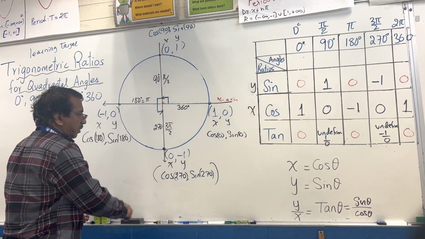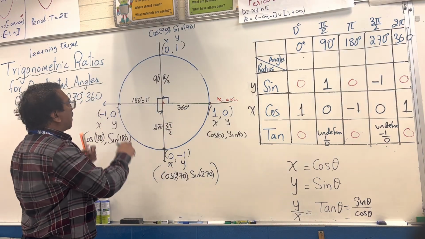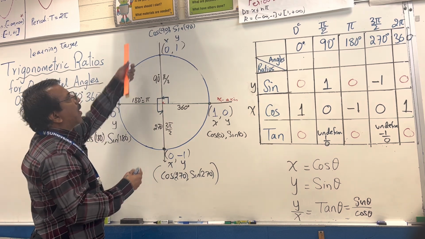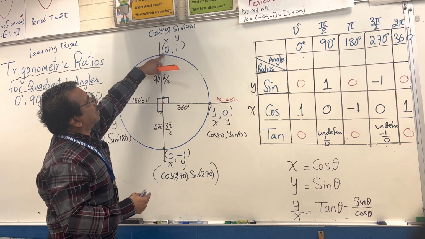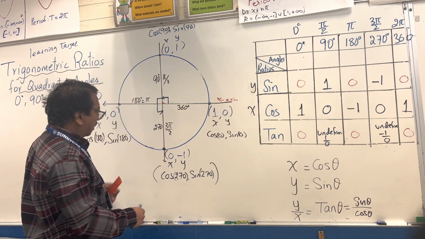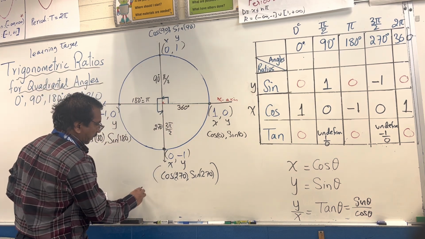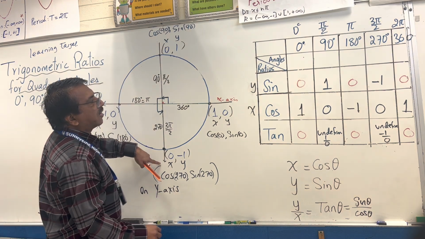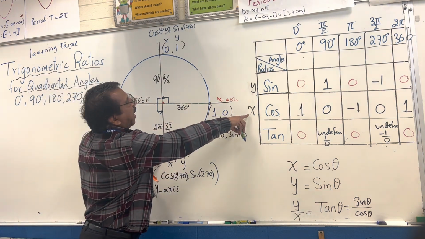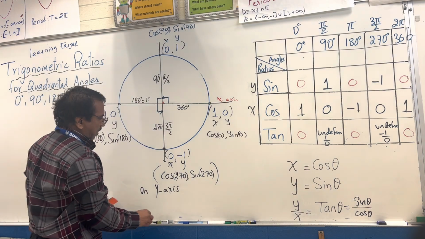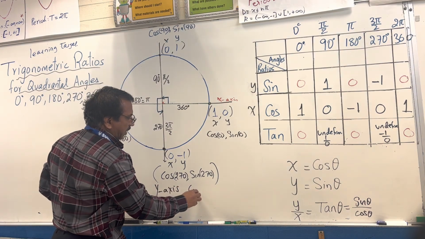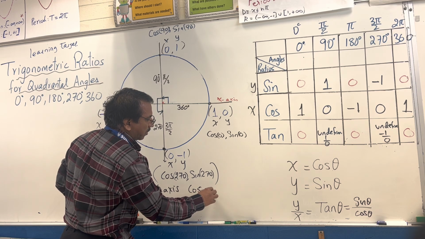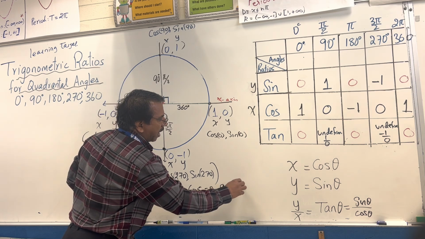Now let's conclude. On the y-axis, what is 0? So x is 0, so on the y-axis, cosine is 0. See this, x is 0, that means here on the y-axis, cosine is 0. Cosine is 0 and tan is undefined.